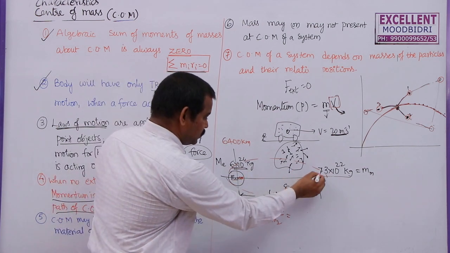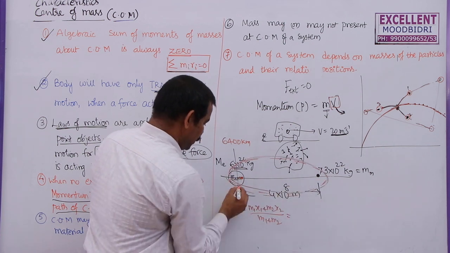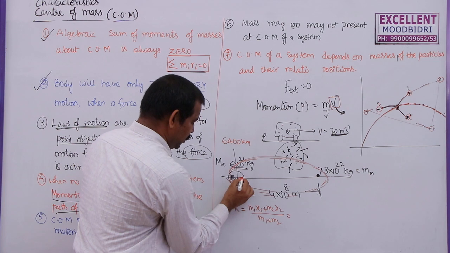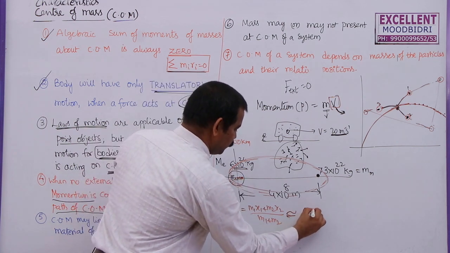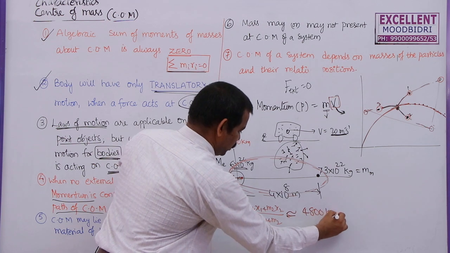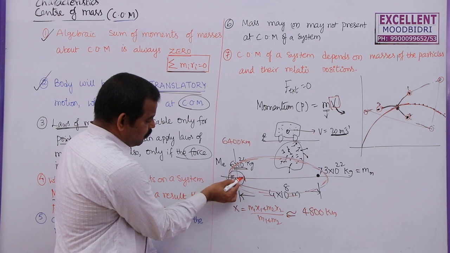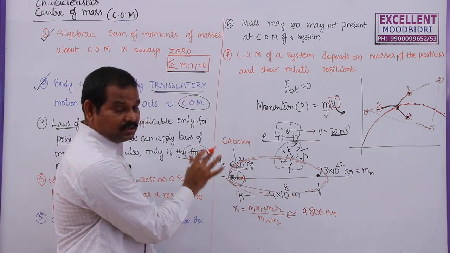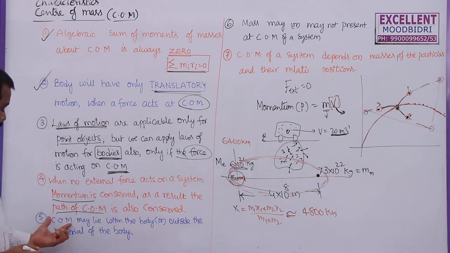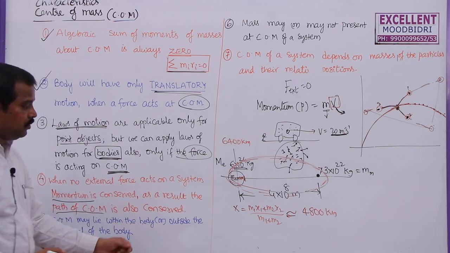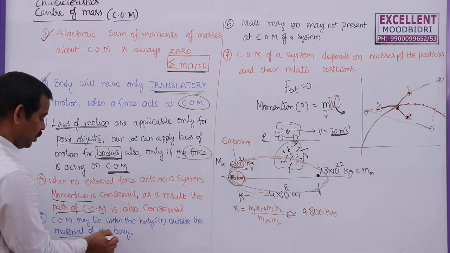That is, this is within the boundary, that means this is the boundary, this is the system. So it will be within the system only, and center of mass will lie somewhere here. It is found that this value will be around 4800 kilometers from the center of earth. This is 6400, but center of mass will lie somewhere here. So this is the center of mass of earth and moon system. So it is found that center of mass may lie within the body or outside the material of the body.